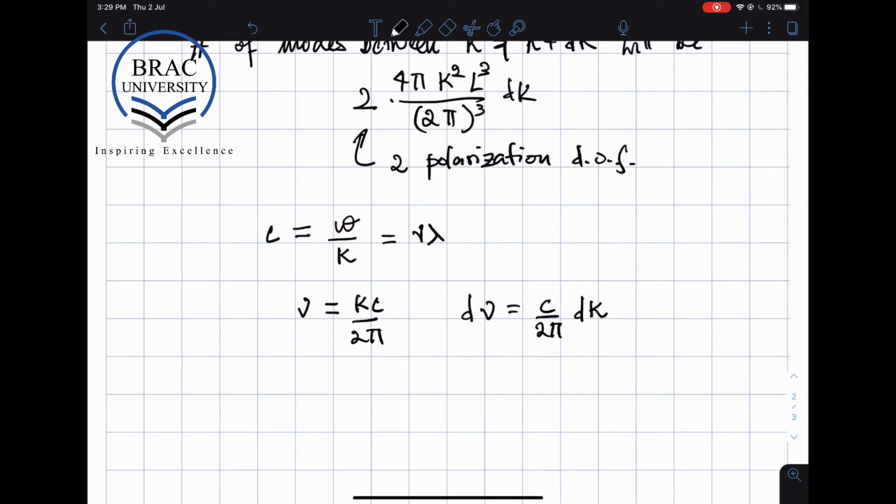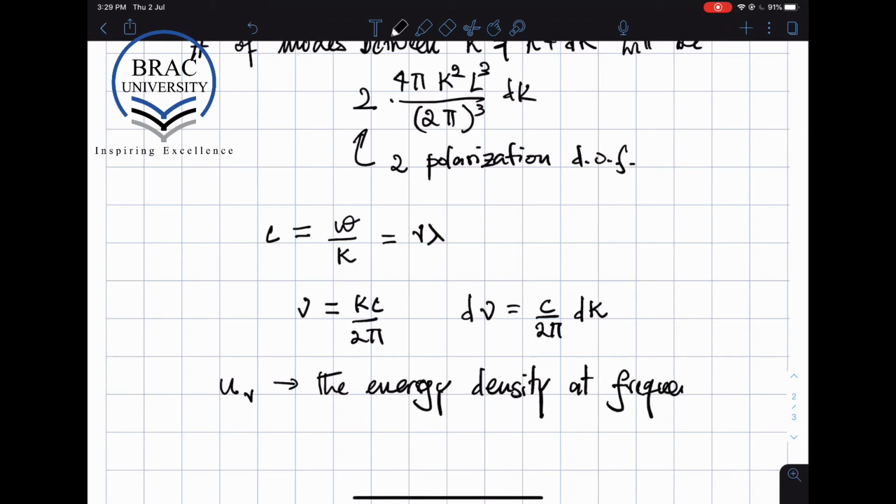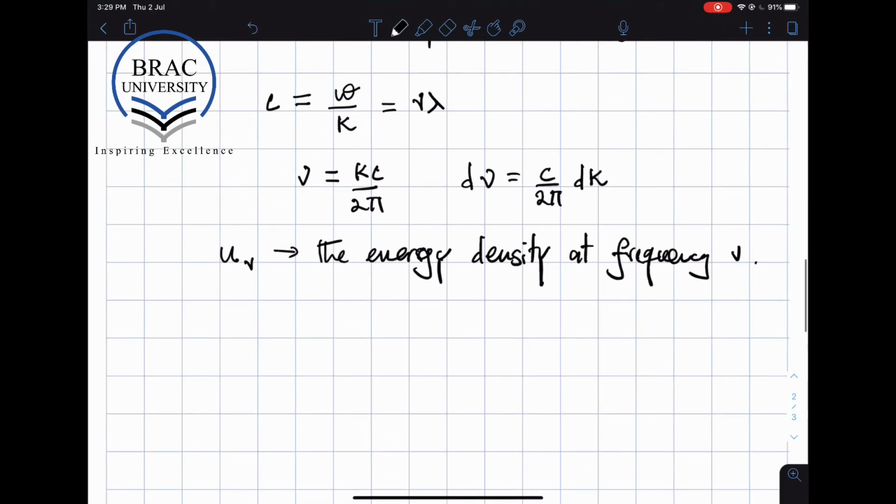And so our final formula is going to be, if we define u of nu to be the energy density, so it's energy per unit volume, the energy density at frequency nu, then what we want to know is what is the energy contained in the interval d nu around the frequency nu. So we want to know what is the energy between nu and nu plus d nu. Okay, and that's going to be given by this thing.